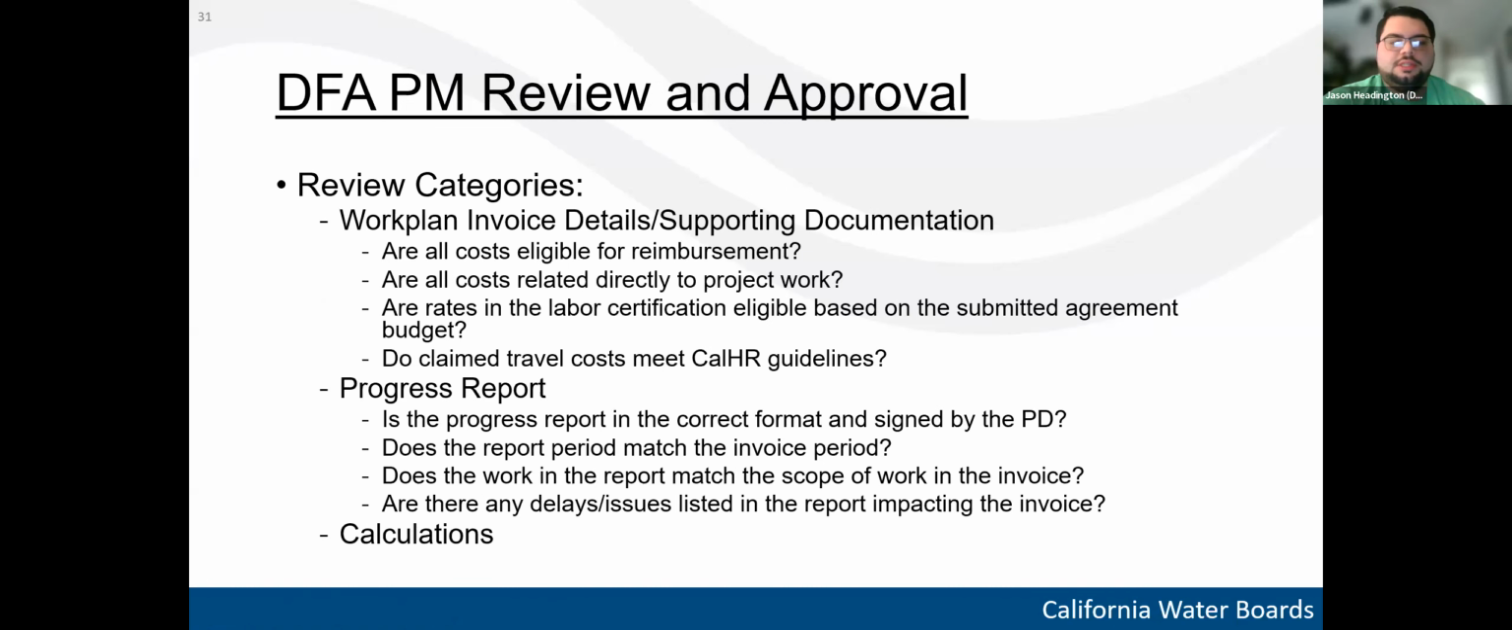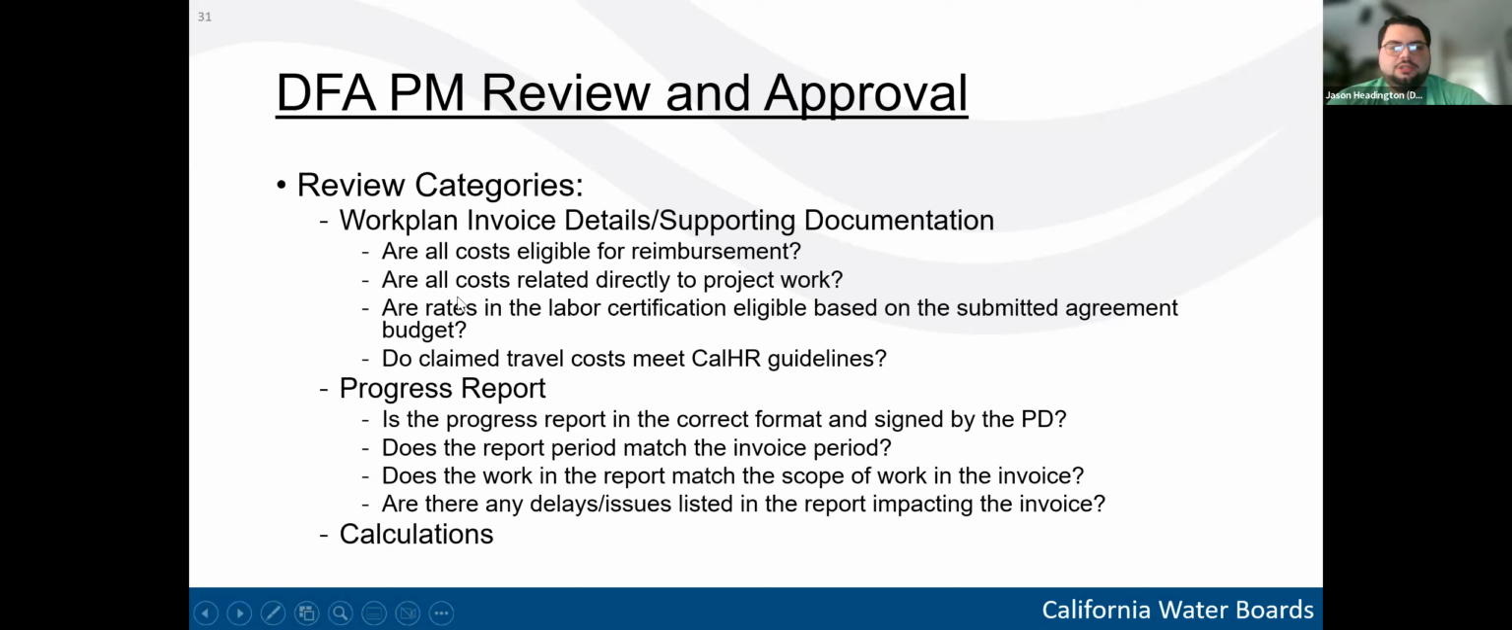And then once the DA completes their review, the DFA project manager will begin their review and approval. Some of the items for the backup documentation are going to overlap. For example, the project manager is going to be checking for eligible costs as well, and will be checking all the items flagged by the disbursement analyst. They're also going to be making sure costs are directly related to project work, and checking the rates and travel.